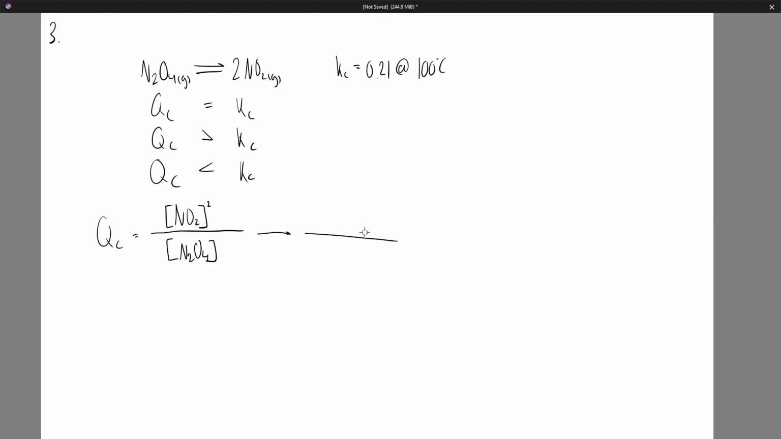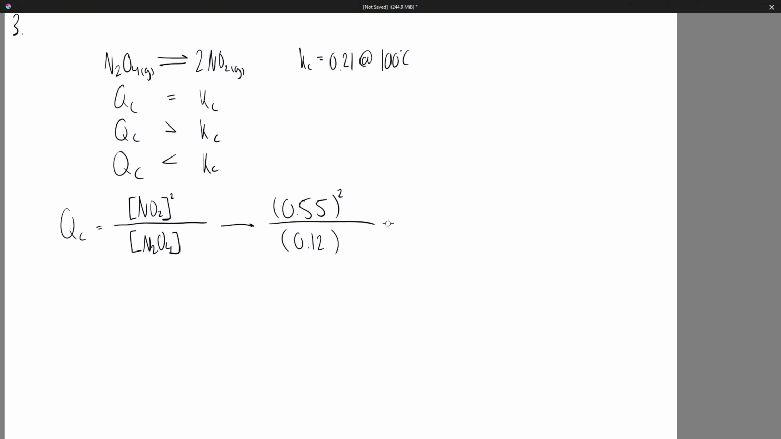So the concentration for NO2 is 0.55 to the second power. You don't have to put molar since it's a quotient. It won't have units at the end. Over 0.12, sorry. That should give us a Qc of 2.5.